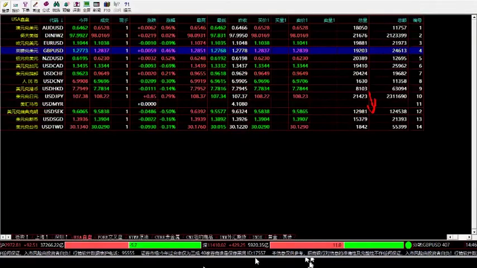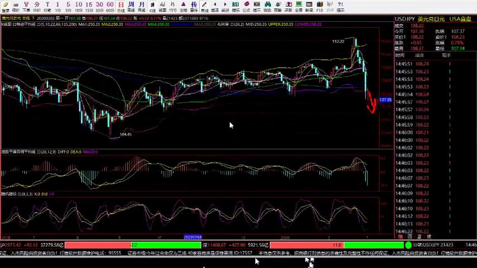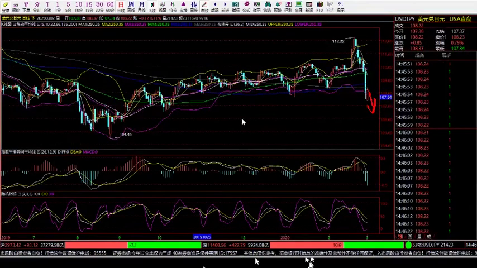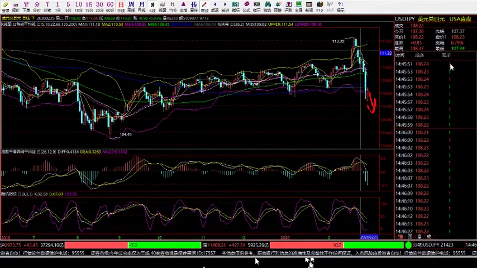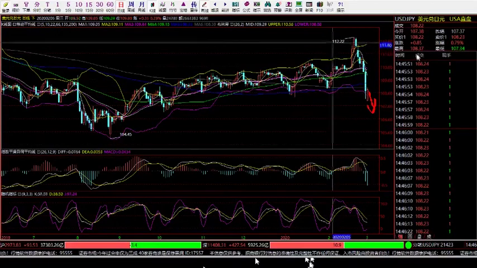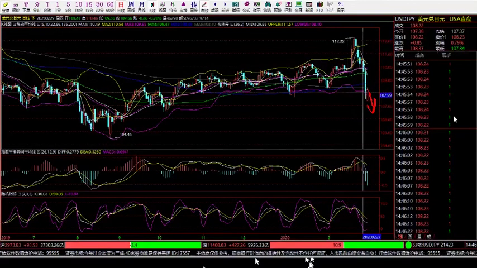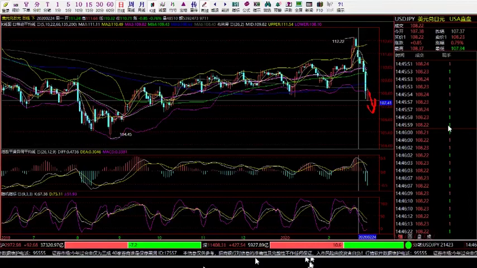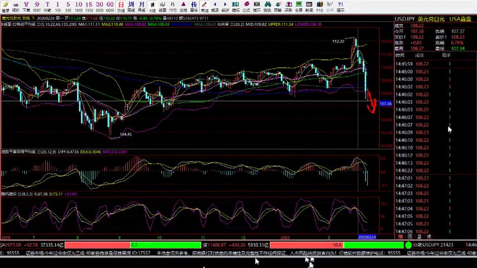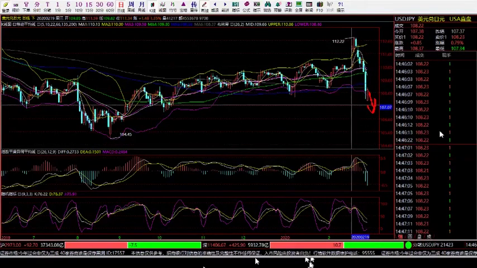Okay, let's see the Japanese yen. We see for the last week or last 2 weeks, the highest point was 112.22. For today, the lowest point is 107.30, just around there. So I strongly recommend that when the price touches 107, you buy USD/JPY.